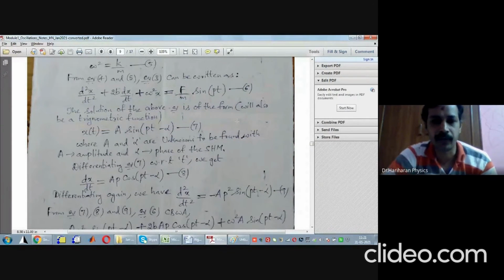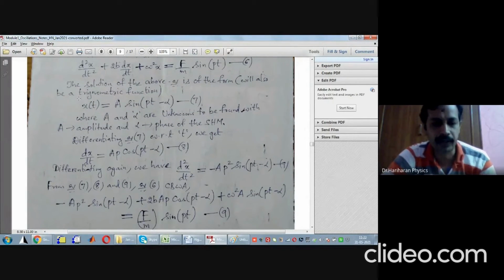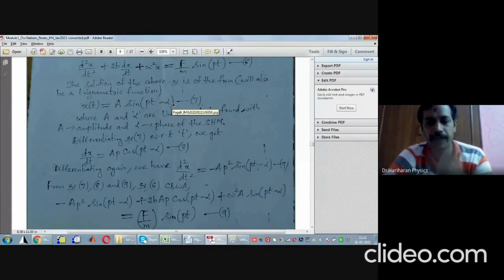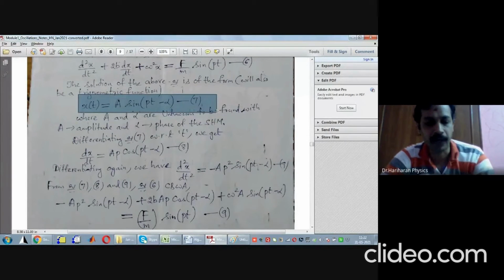Therefore, the solution to equation 6, that is how x depends on t, how is that given by? That should also be a trigonometric function. Therefore, the solution to the problem lies in the problem itself. Okay. Therefore, the solution also has to be trigonometric in nature. Therefore, what is the solution of the equation given by? x of t is equal to a into sine of pt minus alpha. Let me call this equation 7.